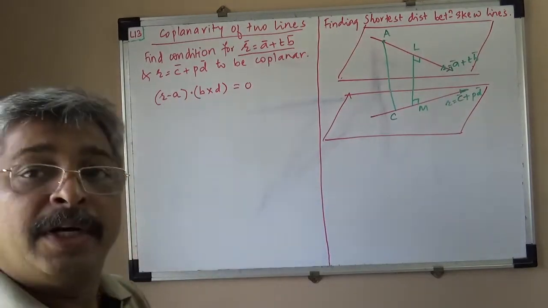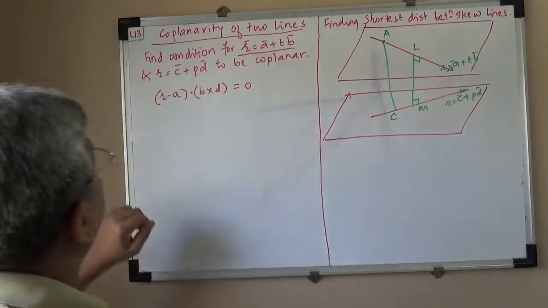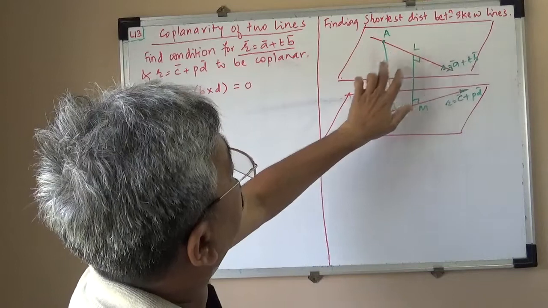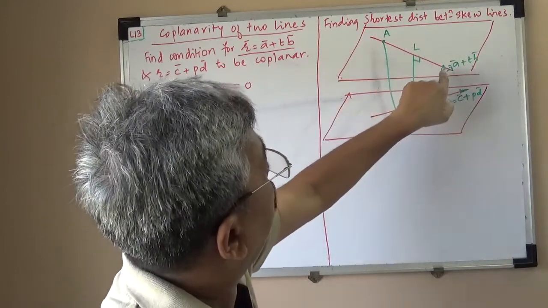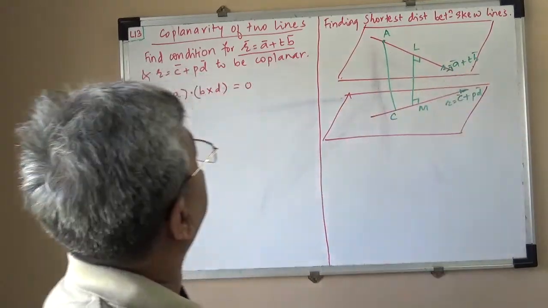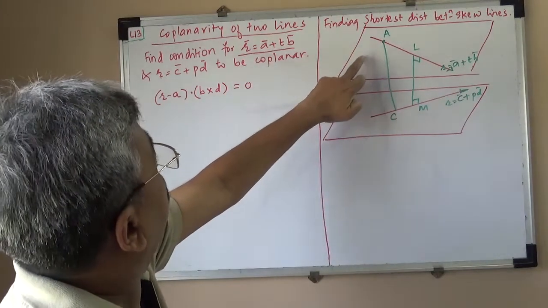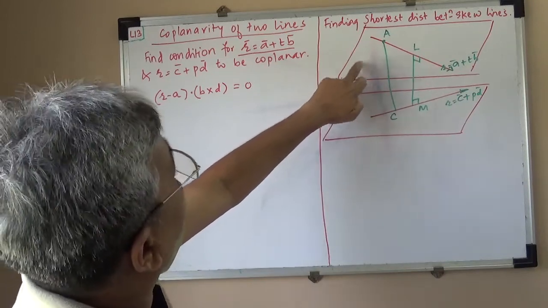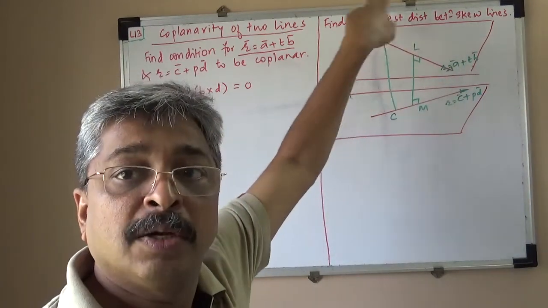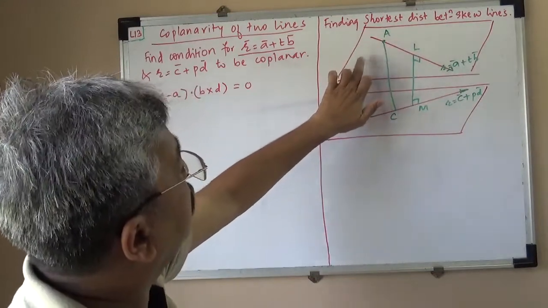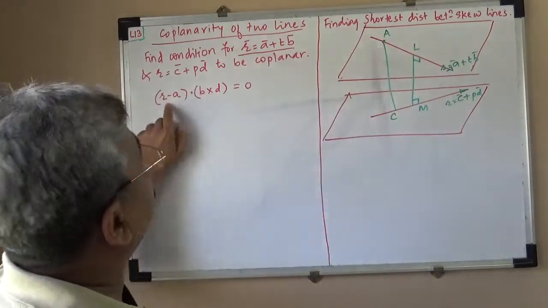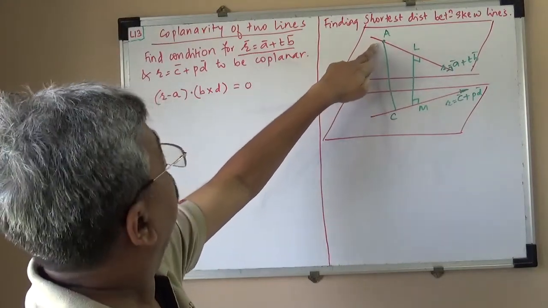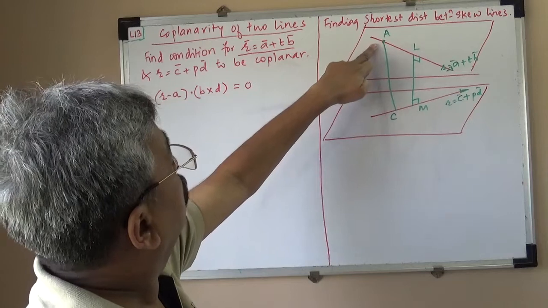Now I have written it quickly, but have you really understood it? Now there is a plane, say for example this plane, this is for some other application. Suppose this is the plane and R is equal to A plus TB is the line in that plane, and I want to write down the equation of this plane. Then R is the position vector of any point in this plane. Then R minus A vector should be perpendicular to B cross D.